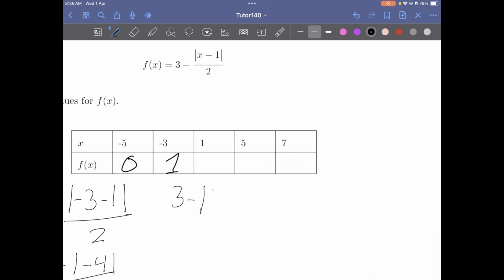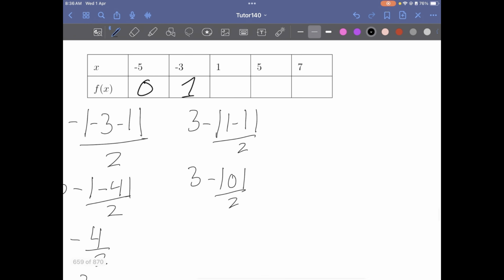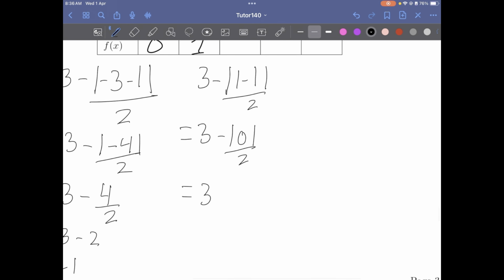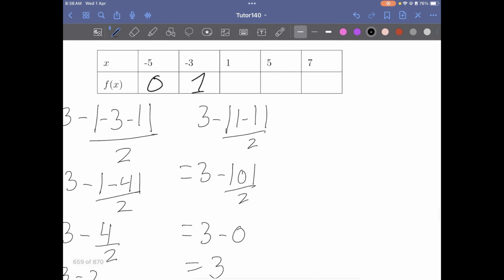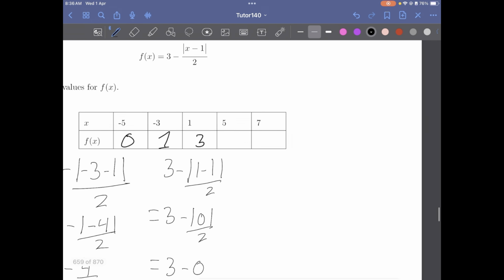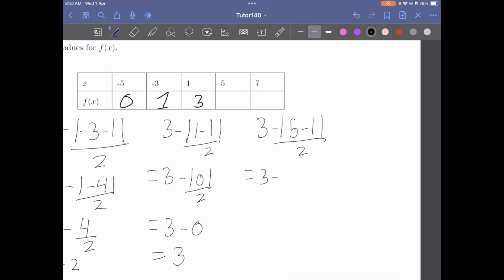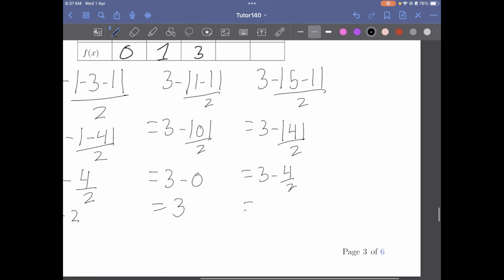So 3 minus the absolute value of 1 minus 1, divided by 2. This is 3 minus the absolute value of 0 divided by 2. This is just 3 minus 0. This is just 3. So next we have 3 minus the absolute value of 5 minus 1, divided by 2. 3 minus the absolute value of 4 divided by 2. 3 minus 4 divided by 2. 3 minus 2, 1.